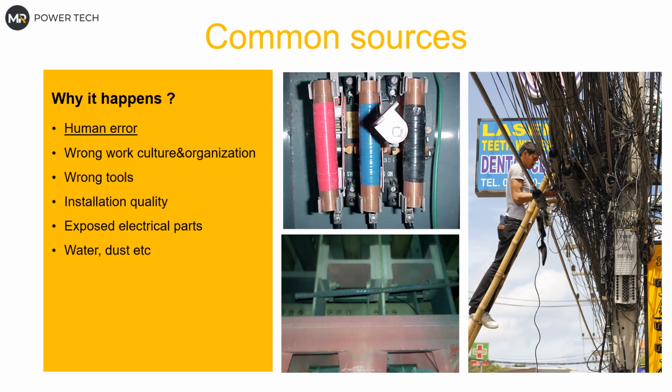So why does it happen? In practice, and as usual, it is human error. But it's not 99%, it's more like 20-30% that is directly human error. However, human error is also hidden in other points. Like we can have a wrong working culture, wrong tools, so someone selected them. We have installation quality issues like this or this. This is not a fuse, this is a copper bar, for someone who is not technical, and this is very dangerous. We can have exposed electrical parts, we can have water, dust, etc.